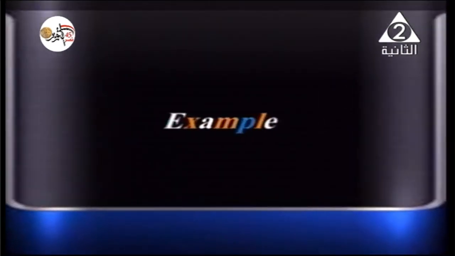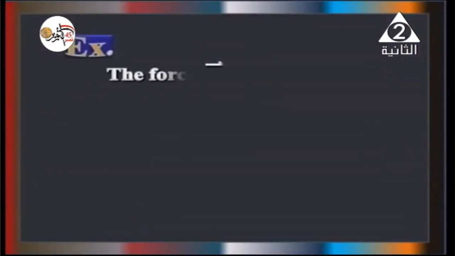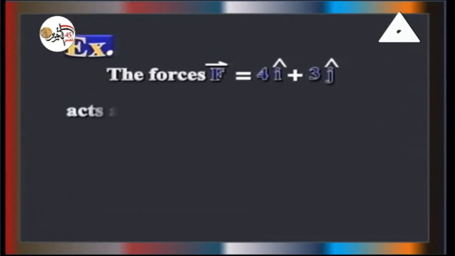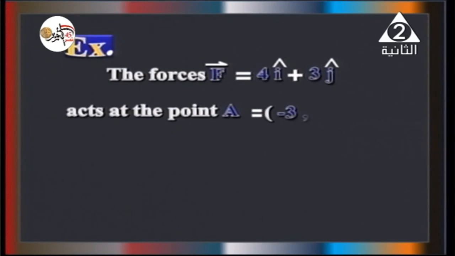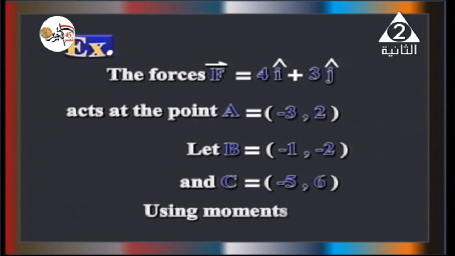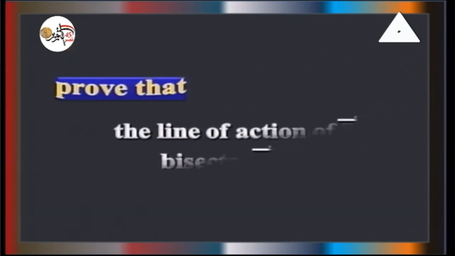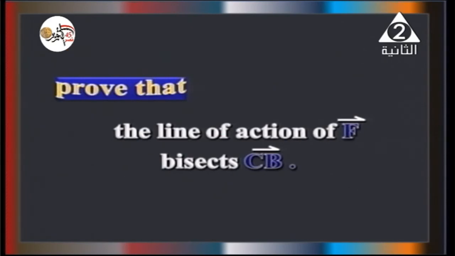Look at another example. The force F = 4i plus 3j acts at a point A (-3, 2). Let B, my dear student, be (-1, -2), and C be (-5, 6). Using moments, prove that the line of action of the force bisects CB.